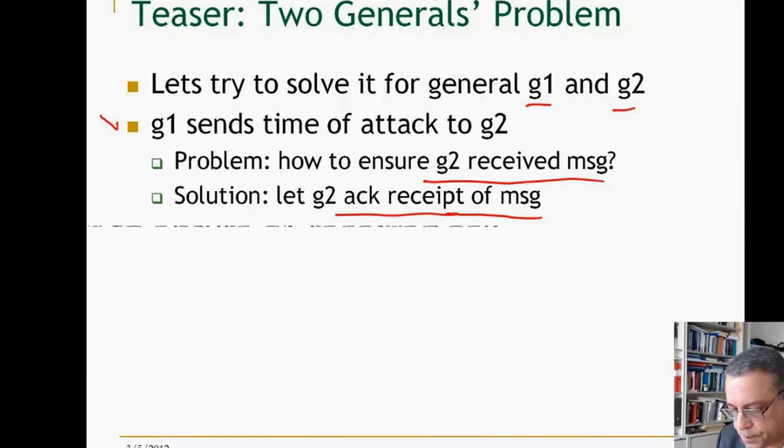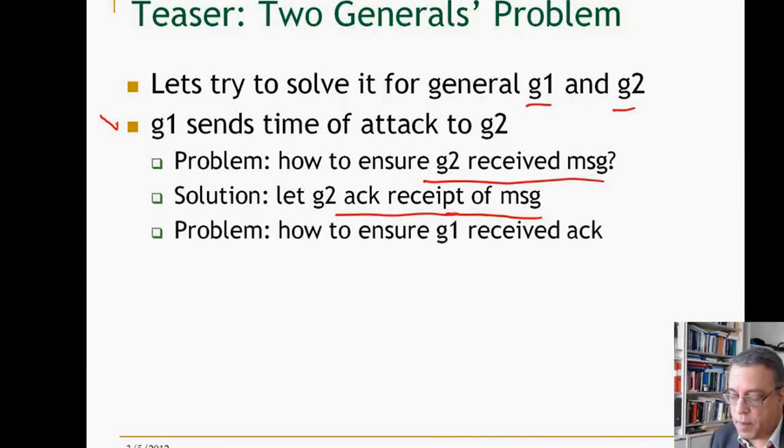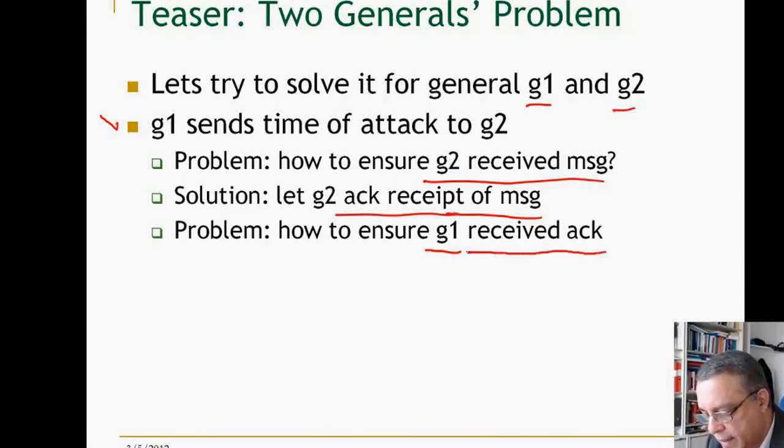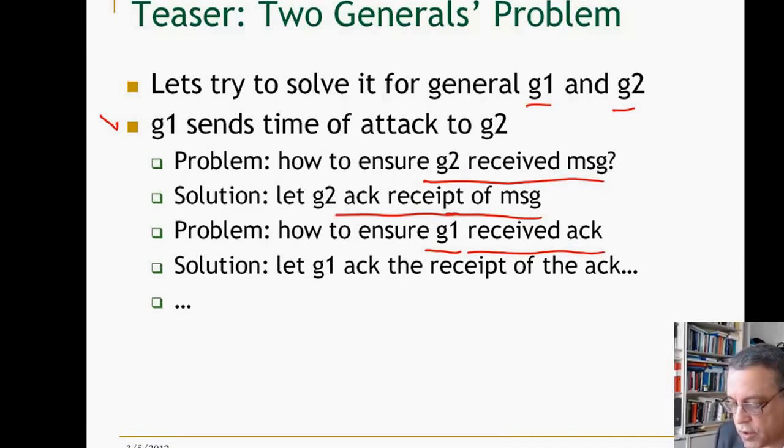Fine. But now we have another problem. How do we ensure that G1 received the ACK? To solve this problem, we let General G1 ACK the receipt of the message. And that can continue on and on without really finding a solution. Remember, we are talking about a distributed system, so the only way for these two generals to communicate is through a messenger that travels between the two generals.